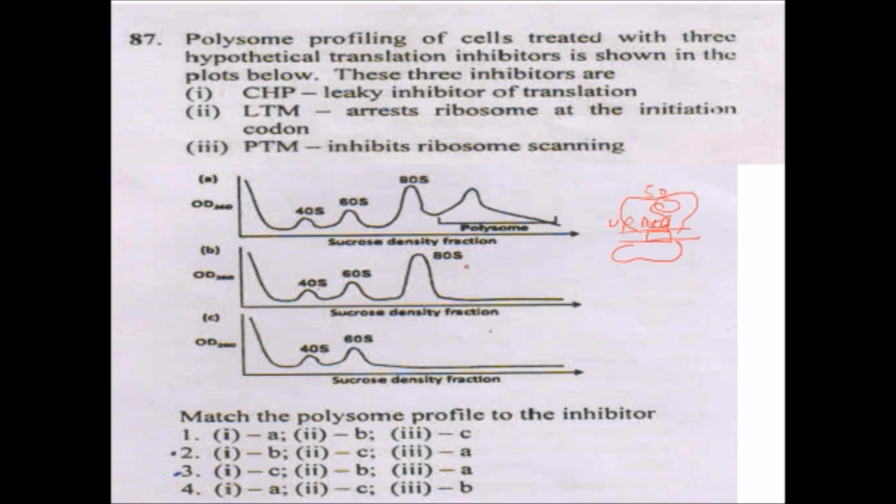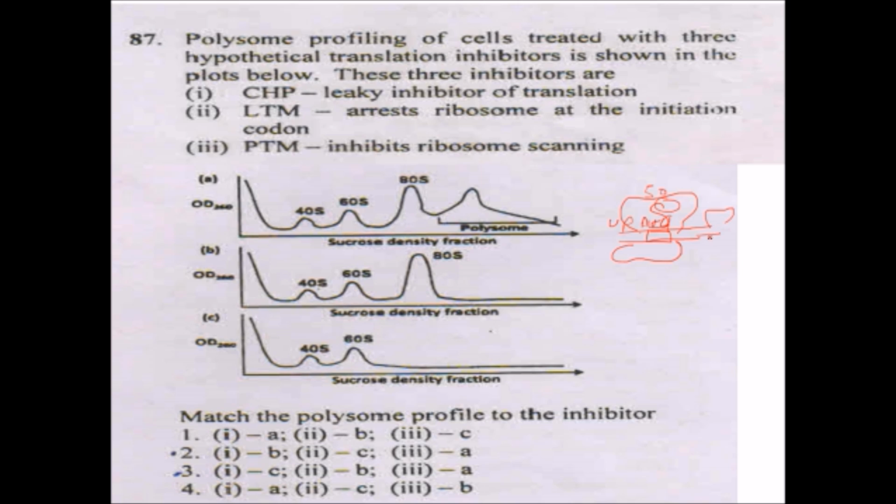Now move to the question. Here, a leaky inhibitor of the translation means that it has jumped out from the initiation site. So once it hasn't found the initiation site, and this being a polysome, there should be multiple polysomes in the regions because it is not recognizing the initiation site.